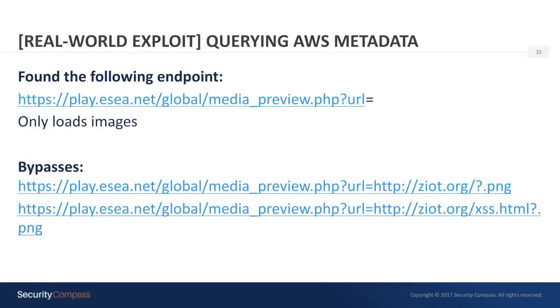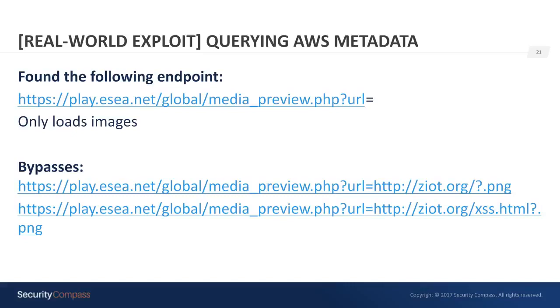Let's look at a real-world exploit. So you can query AWS metadata. There is an endpoint that, in this case, the researcher found, and that endpoint was only supposed to load images, which if you see on the top right of your screen, it will say URL is equal to, but this was easily bypassable by giving an extension of an image, but changing everything before that.